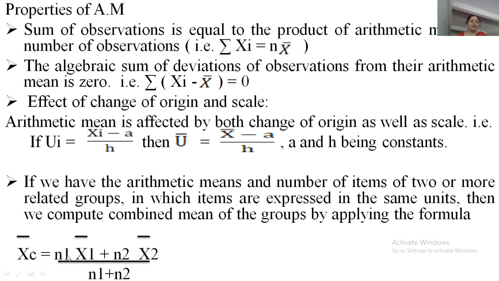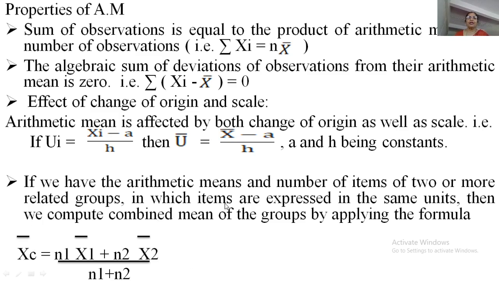Now here, can you see n1 x1 bar is the sum of marks of 45 boys. What is n2 x2 bar? n2 x2 bar is the sum of all marks of girl students. So n1 x1 bar plus n2 x2 bar is nothing but the sum of marks of all 95 students. So again, by definition, it is the sum of all observations divided by the total number of observations, that is 45 plus 50, that is 95.